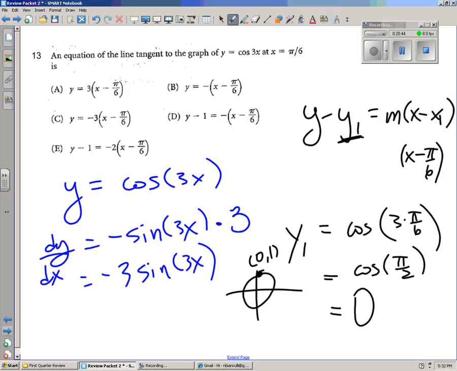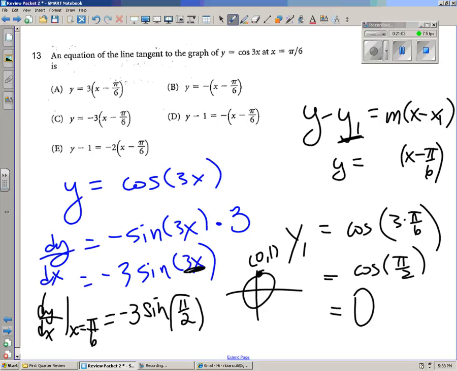So the y1 vanishes. So we get y equals whatever the slope is times x minus pi over 6. Now we can come back to the derivative to get the slope. So dy over dx at x equals pi over 6 would be negative 3 sine of 3 pi over 6, which we said before is pi over 2. Now we're looking at the sine value. The sine value is the y value in the unit circle, which is 1.